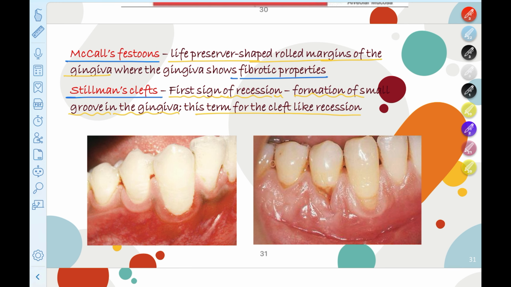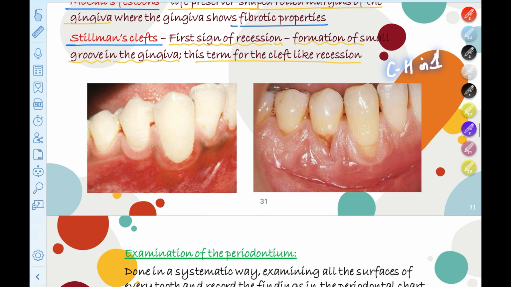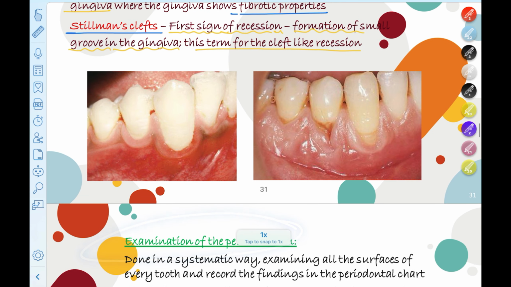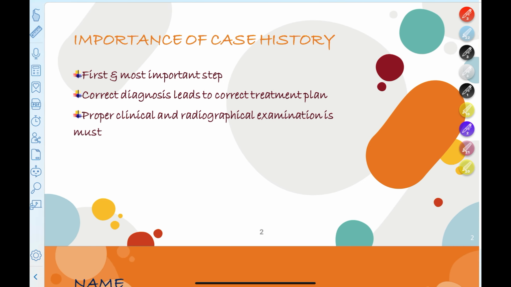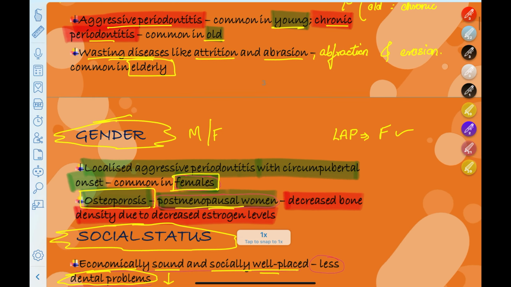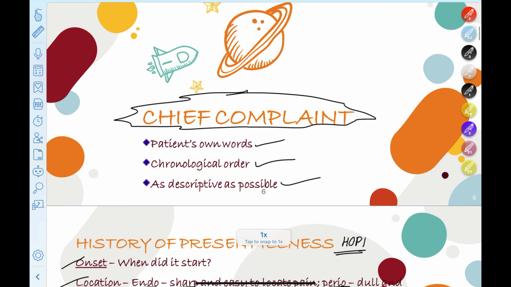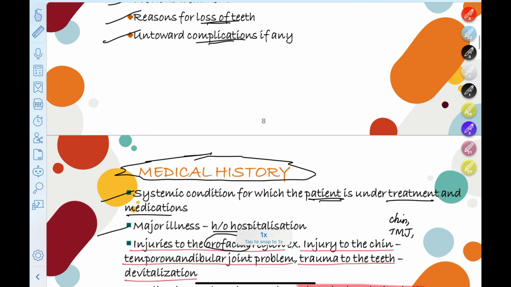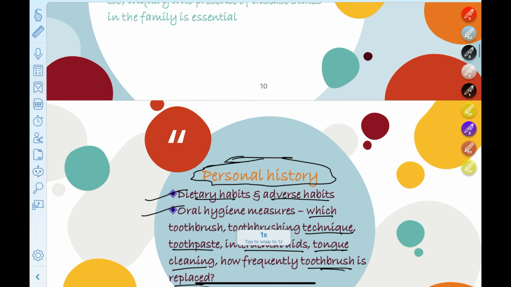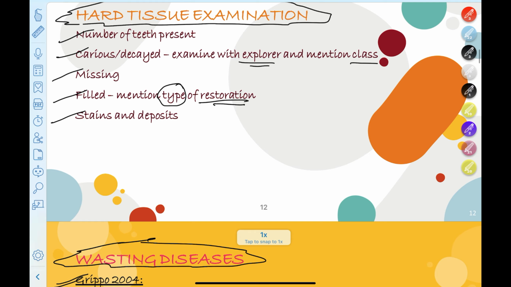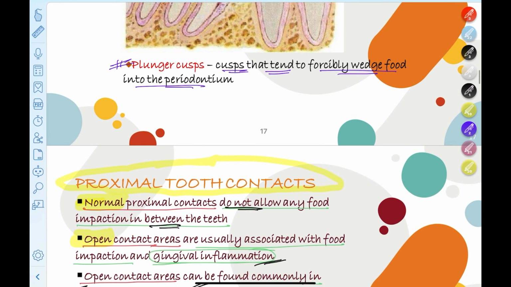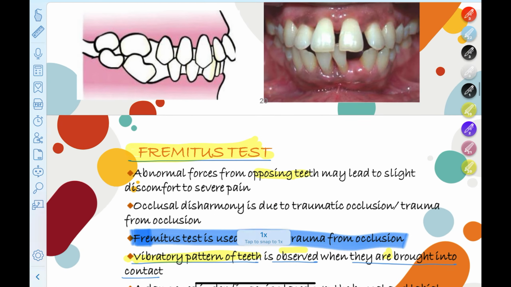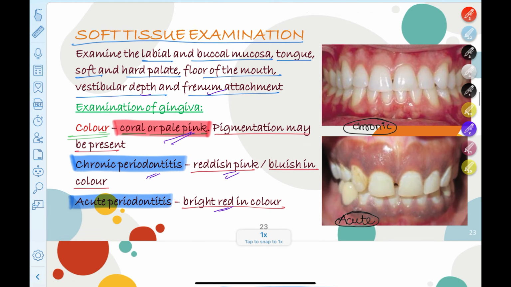So this was all for today. We discussed the case history part 1 in periodontology. In the next part we will see the examination of the periodontium. We discussed many things in this. First of all, we discussed the importance of case history: name, age, gender, social status, occupation, address, chief complaint, history of present illness, past dental history, medical history, significance of family history, personal history, oral hygiene instruction, habits, tissue management, wasting diseases, occlusion, proximal tooth contact, pathological migration, fremitus test, how it is done, soft tissue examination.